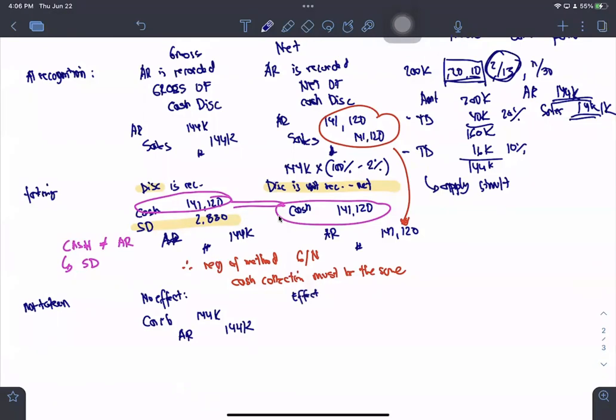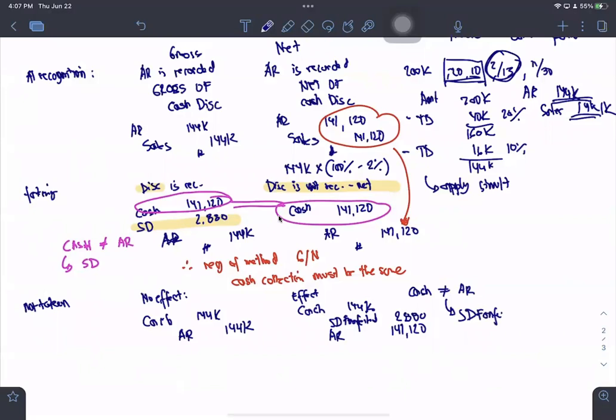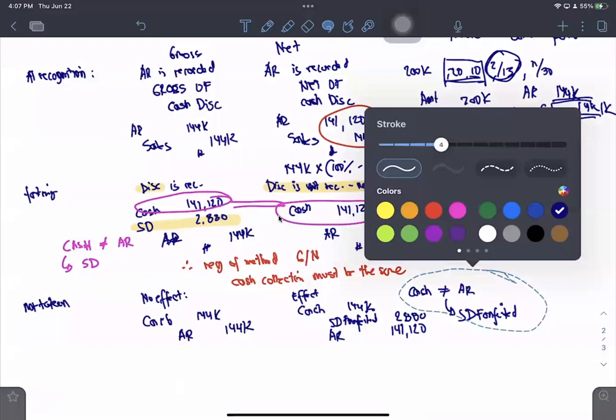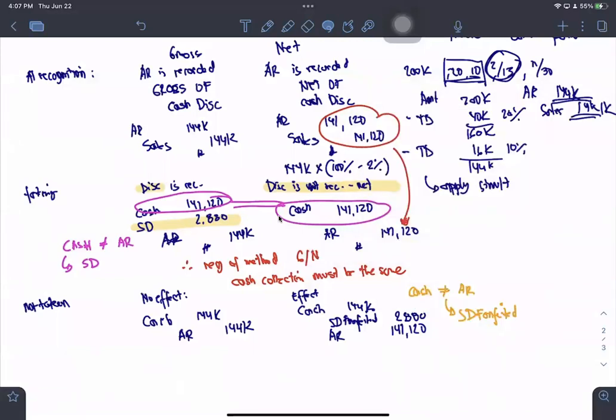Why? What is the problem here? The cash here is the one that is not equal to our AR. Why? Because the cash collection here is 144,000, right? And the AR under net is only 141,120. So what happened to our 2,880? We call that your sales discount forfeited. So under net, whenever the cash is not equal to the AR, we call it your sales discount forfeited. Okay? Sales discount forfeited. Take note of the difference. But what I want you to remember here, guys, is that regardless of the method, the cash collection will always be the same. So look again here.